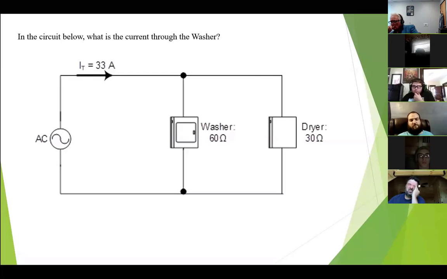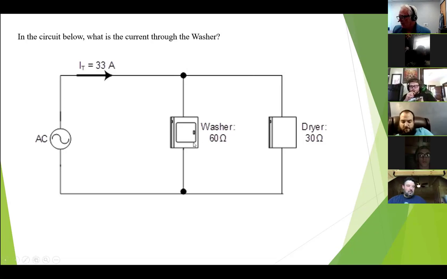So lower resistance, the more current goes through it. So the washer is twice as much, so it'll get half as much as the dryer. So divide 33 by 3. 11 goes through the washer and 22 goes through the dryer. It's similar to the relationship we had with the 2-to-1 resistors.